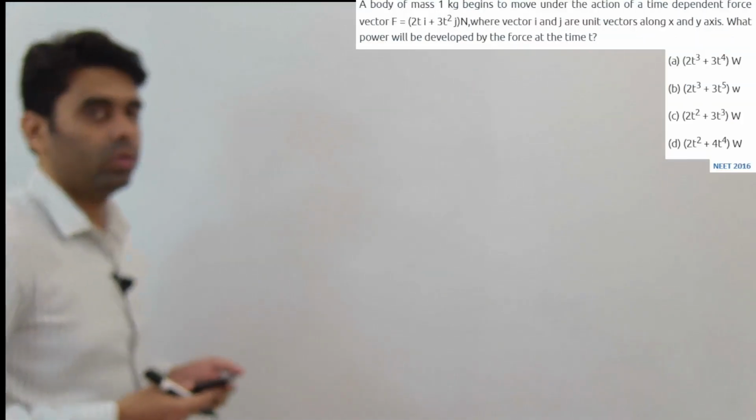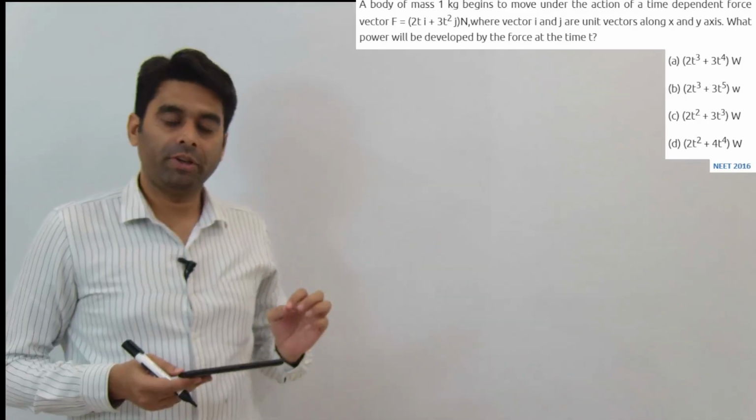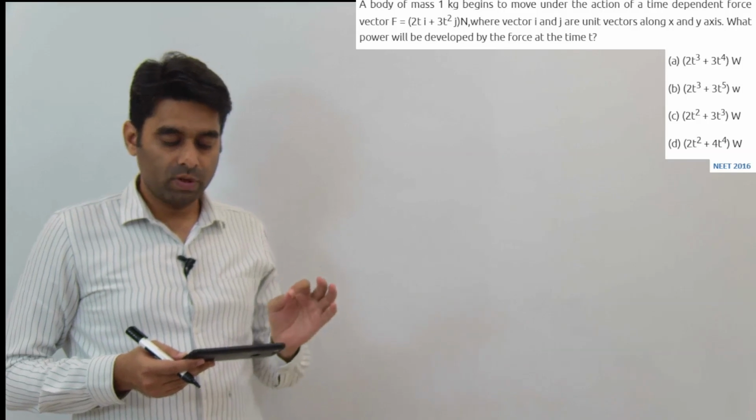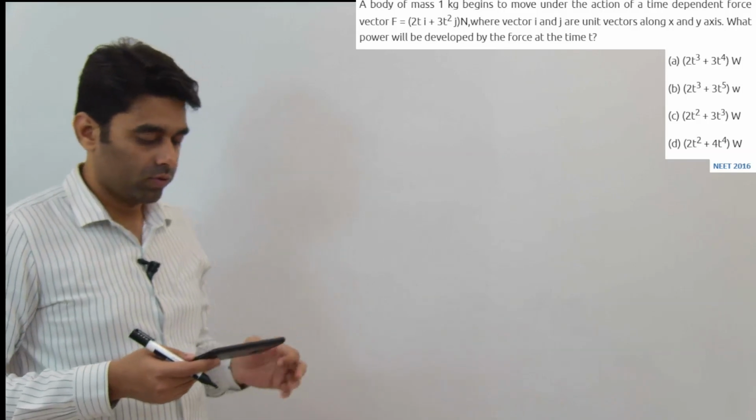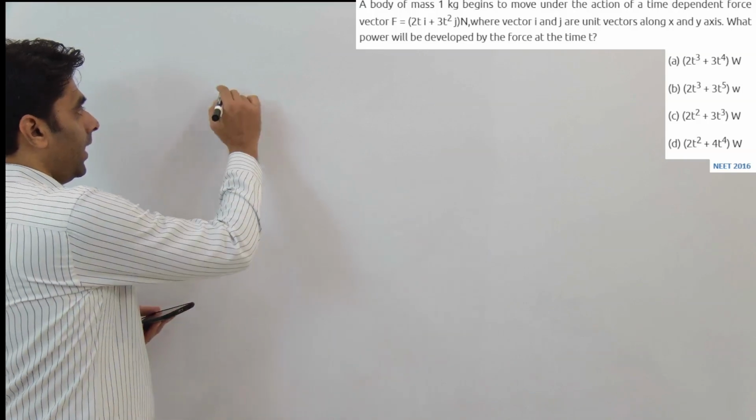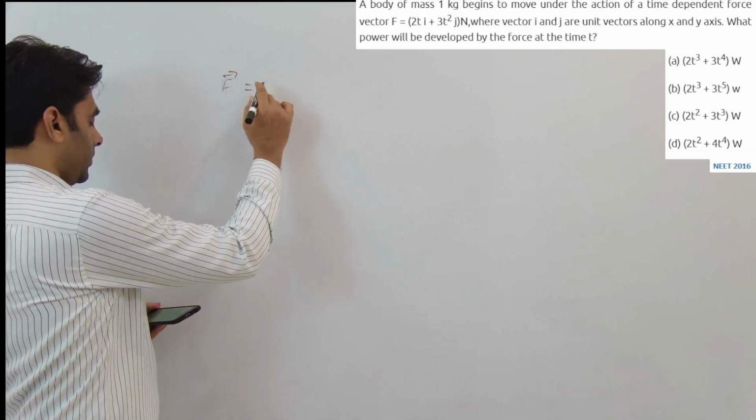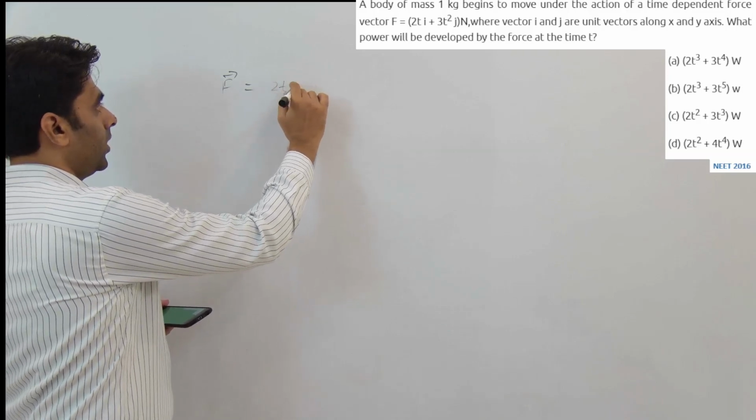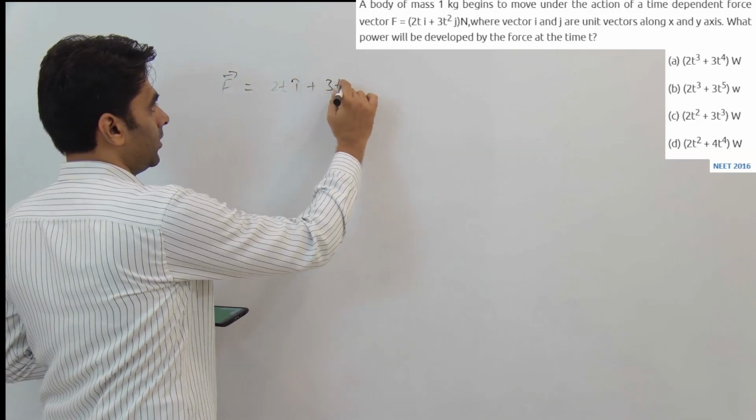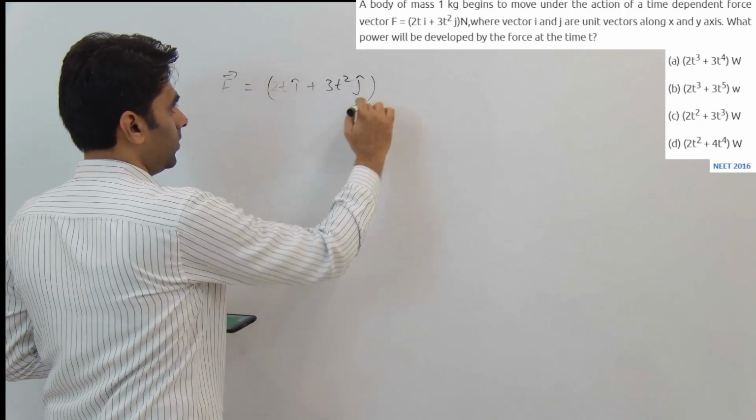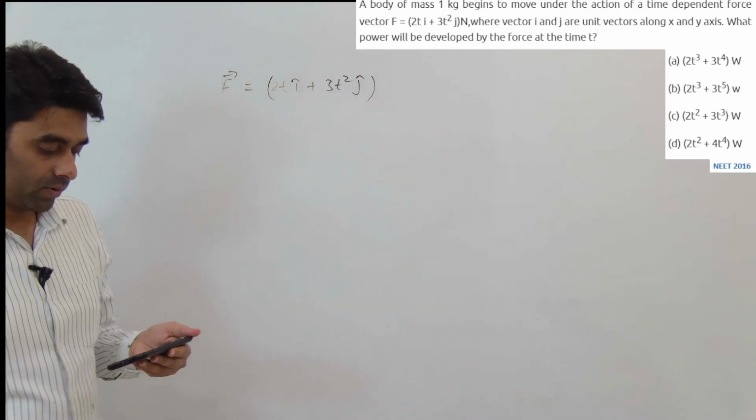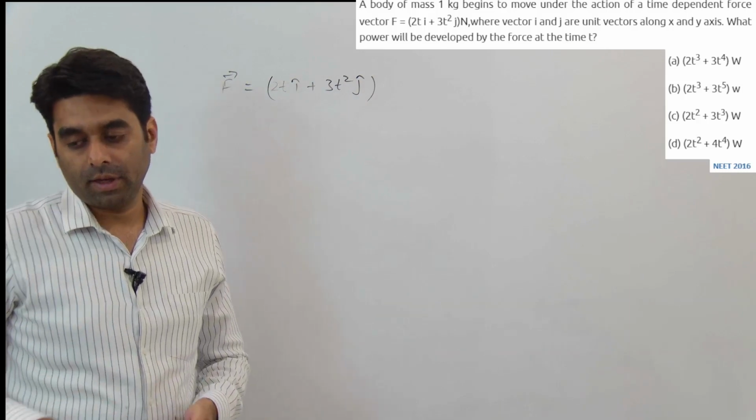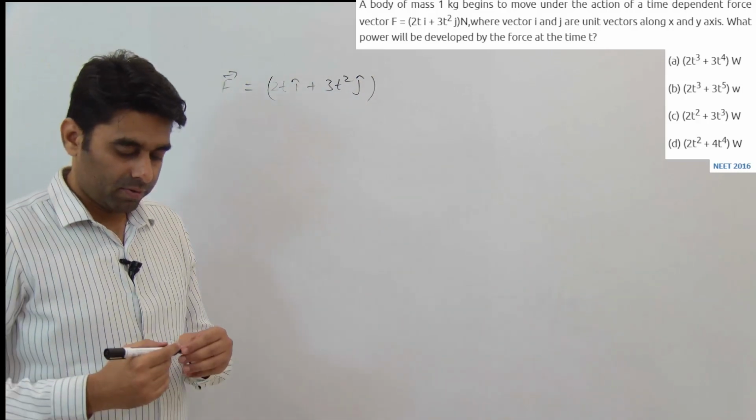Okay, so this is our last question of the video. Let us see what it says. A body of mass 1 kg begins to move under the action of a time dependent force. Force vector F is given to us as 2t i cap plus 3t square j cap. This is force as a function of time t. What power will be developed by the force at the time t?